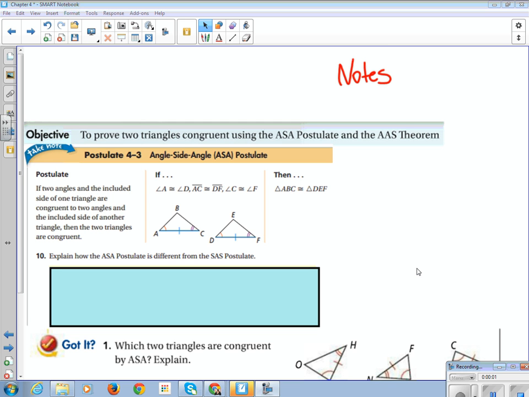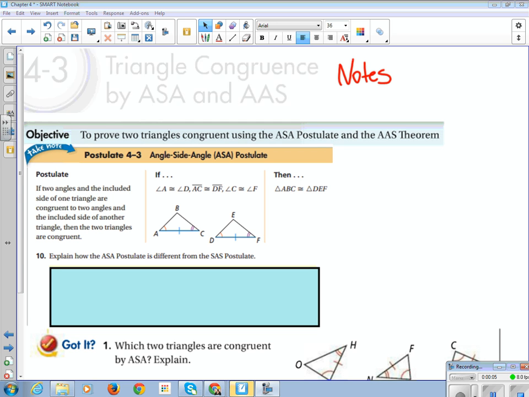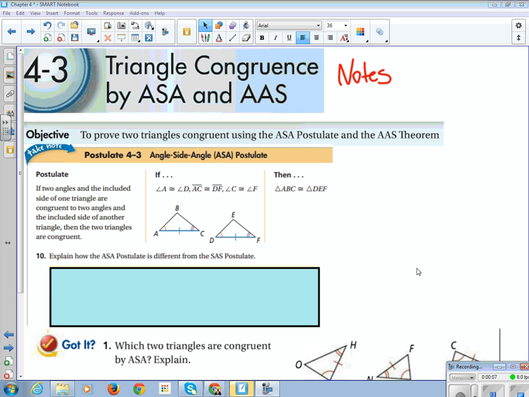All right, so here we're doing chapter 4, section 3, triangle congruence by angle, side, angle, and angle, angle, side. Our learning objective is to prove two triangles congruent by using the angle, side, angle postulate and the angle, angle, side theorem.